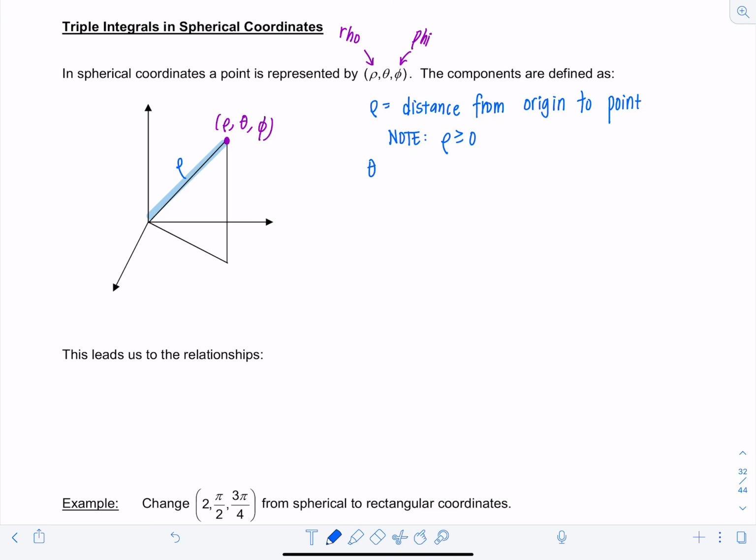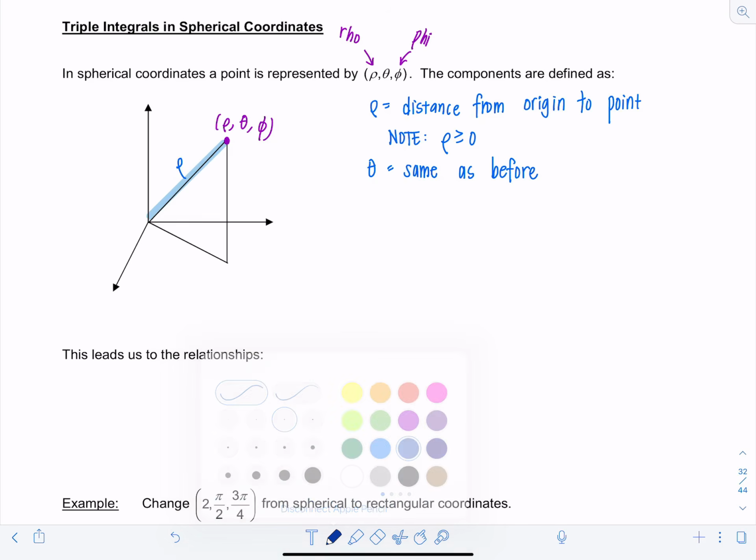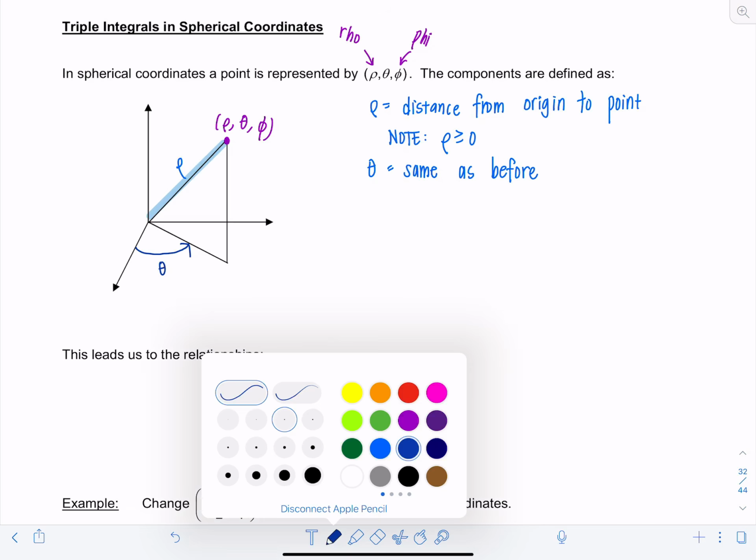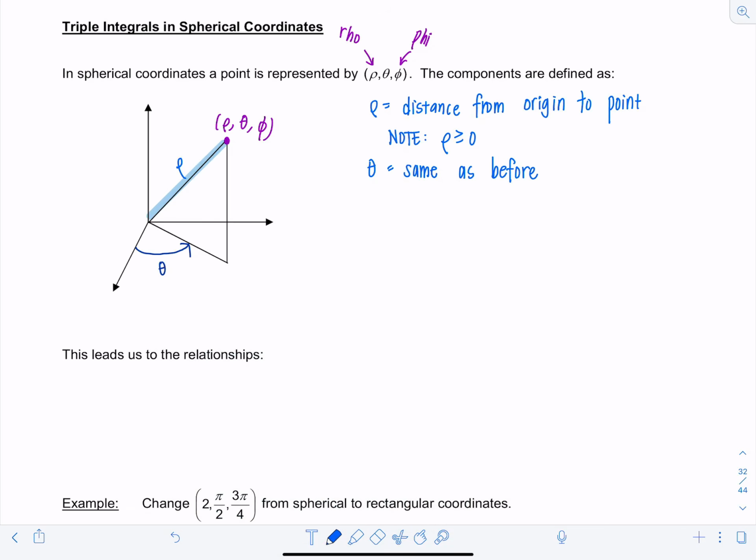All right, theta, that's the same as before. So we'll add in theta to our picture. So sweeping out from the positive x-axis, that's where theta would be. I just drew it in the xy plane to make it easier for perspective. And then what about phi? This is a new one.